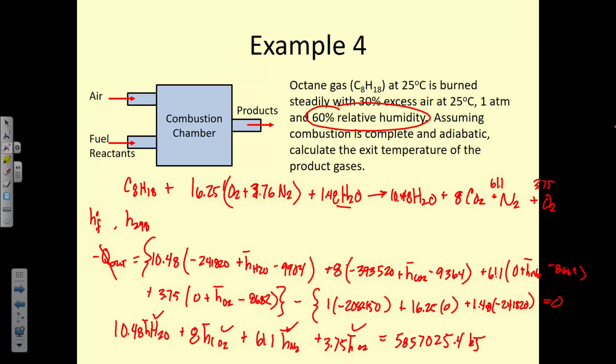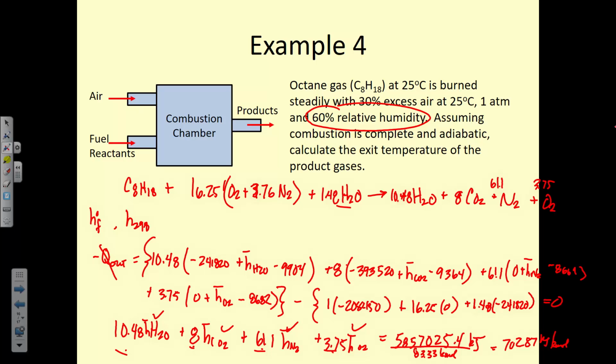We have to at first come up with some kind of a ballpark figure for where we want to start with our iterative approach. One way to do that is you say, okay, I'm going to take this whole value and divide it by the total number of moles. If I add up all of these moles, 10.48 plus 8 plus 61.1 plus 3.75, then I find that it's 83.33 kilomoles. So my ballpark enthalpy is 70,287 kilojoules per kilomole.